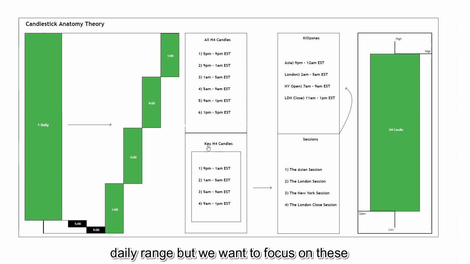But we want to focus on these 4 key candles, which is the 9 p.m. to 1 a.m. EST, which we categorize as the Asia session, then the 1 a.m. to 5 a.m. EST, which is the London session candlestick, then the 5 a.m. to 9 a.m. EST, which is the New York session candlestick, and then the 9 a.m. to 1 p.m., which is the London close candlestick. And as we can see here, we have the Asia session, London session, New York session, and then the London close.